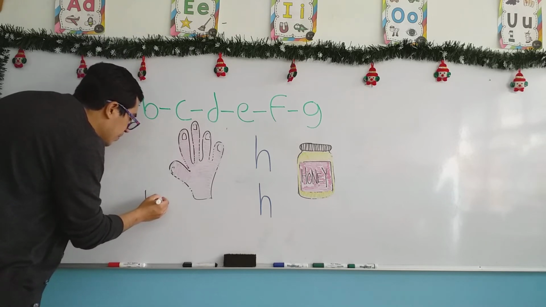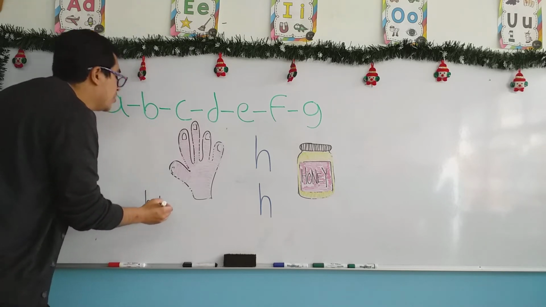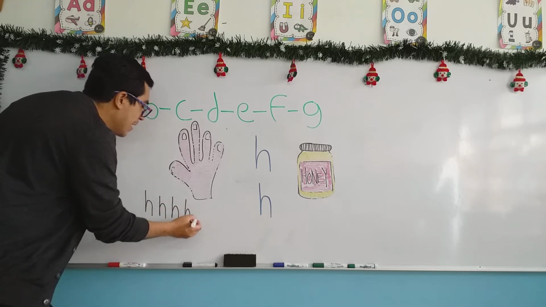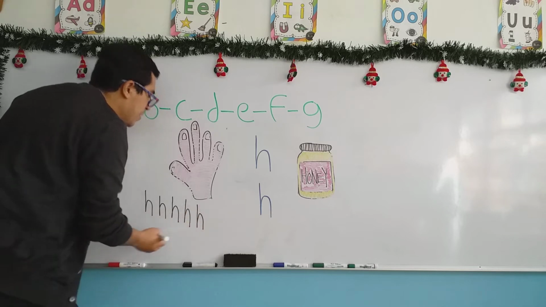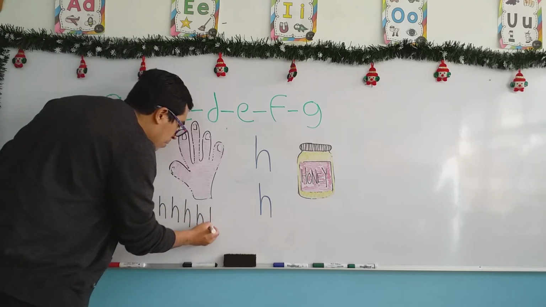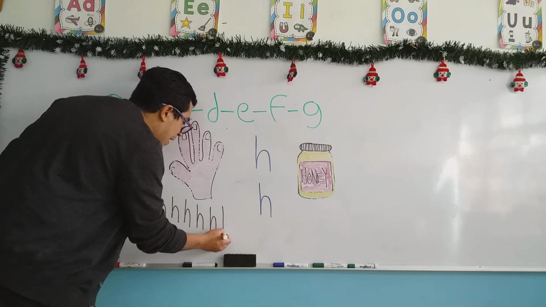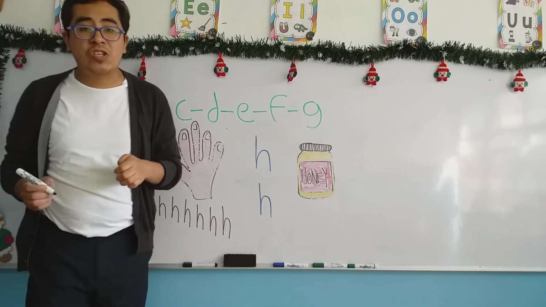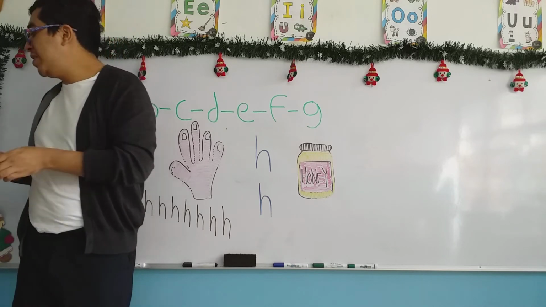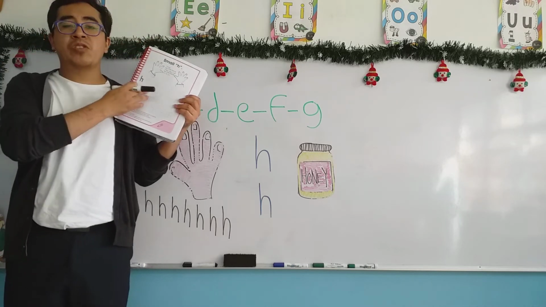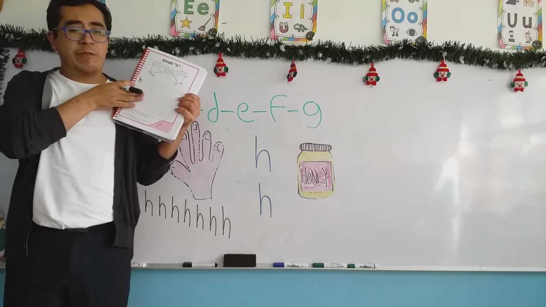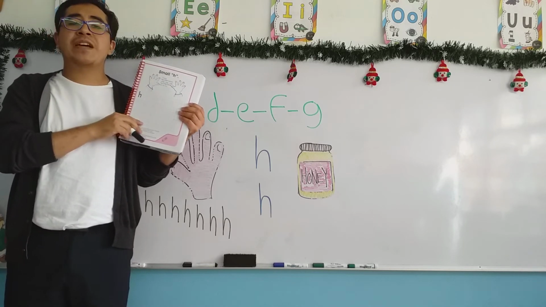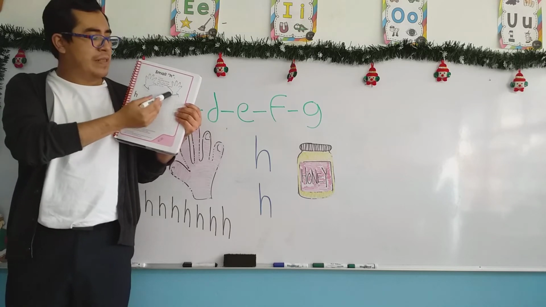Small h, small h. Small h is for hand. Hand is a part of the body and also part of the arm. Hand in Spanish, mano. Small h. Of course, in your activity, you have more examples of the letter to trace. After finishing with all of them, we continue with the second part of the activity, which is to paint the hands, okay?